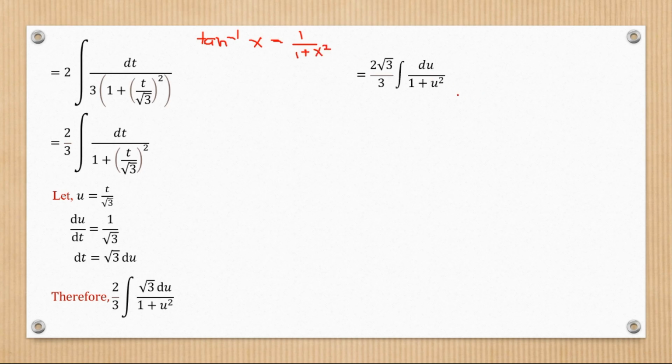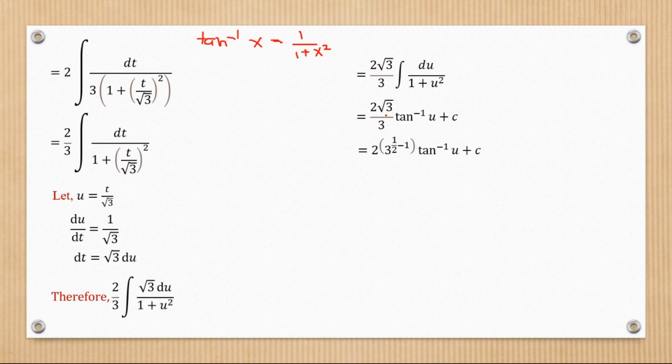So that basically means that right here, if we are getting the antiderivative, we're actually going back to the tan inverse. So we basically are going to have tan inverse of u. So we have 2 root 3 over 3 tan inverse of u plus c. So this is what we end up having.